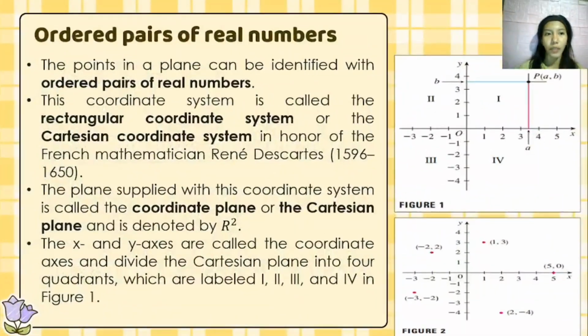So let's have here first ordered pairs of real numbers. The points in a plane can be identified with ordered pairs of real numbers. We start by drawing two perpendicular coordinate lines that intersect at the origin O on each line. As you can see here in figure 1, usually one line is horizontal with positive direction to the right and is called the x-axis. Please refer to figure 1. The other line is vertical with positive direction upward and is called the y-axis.